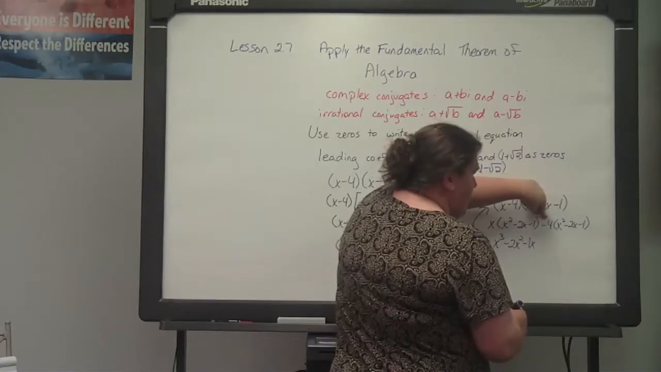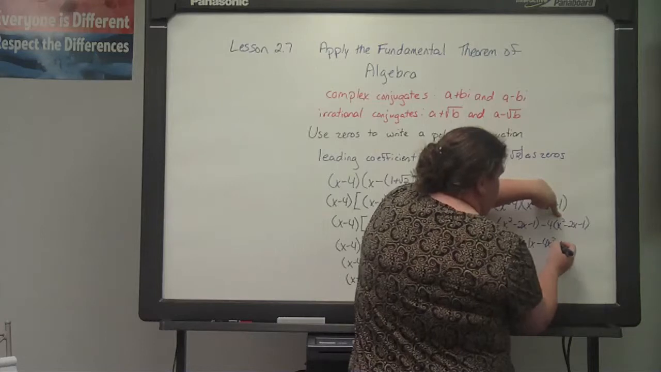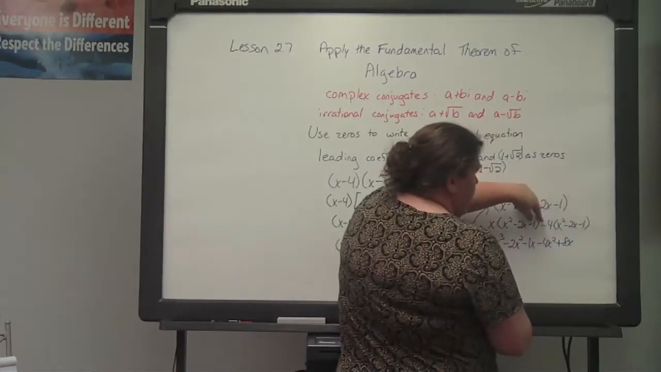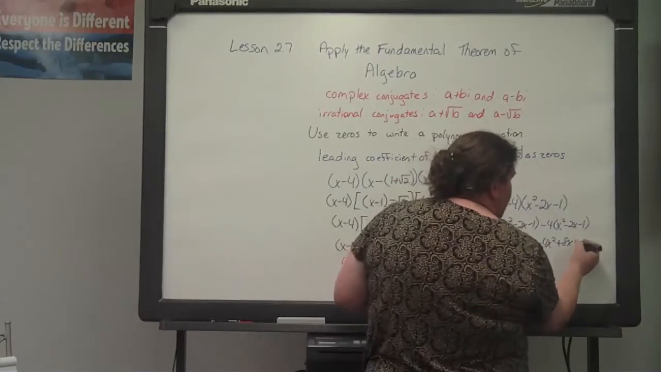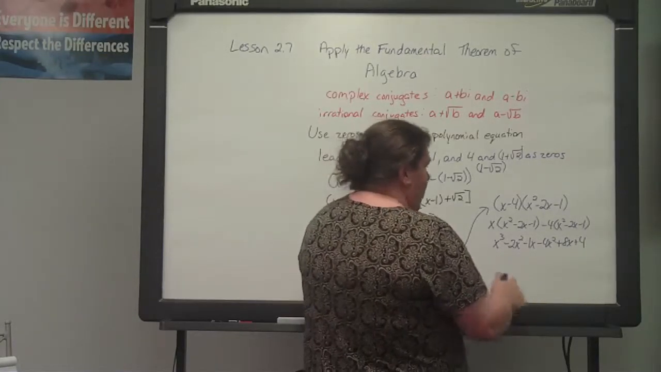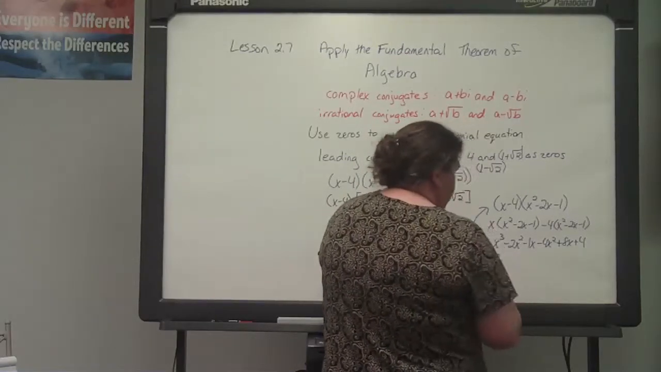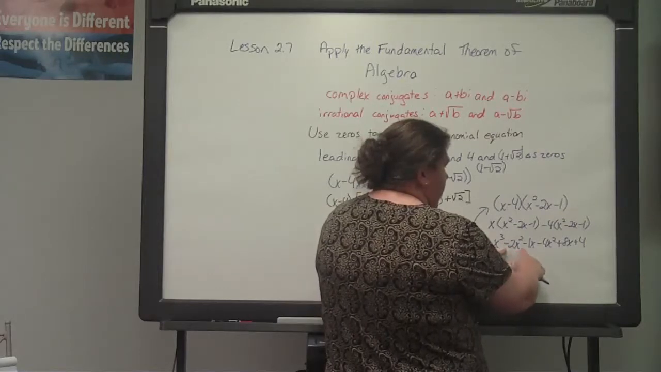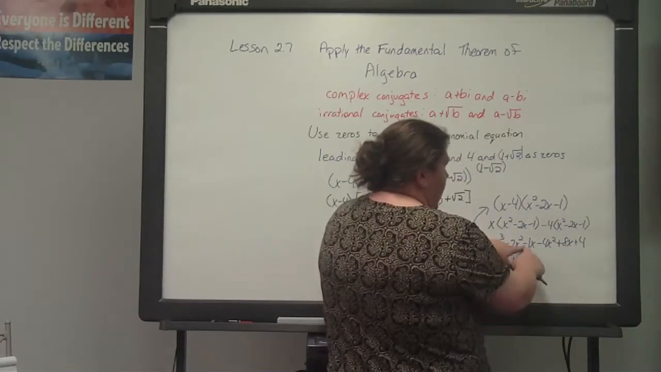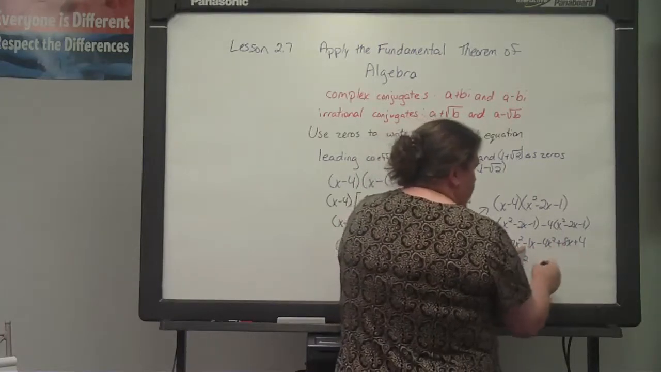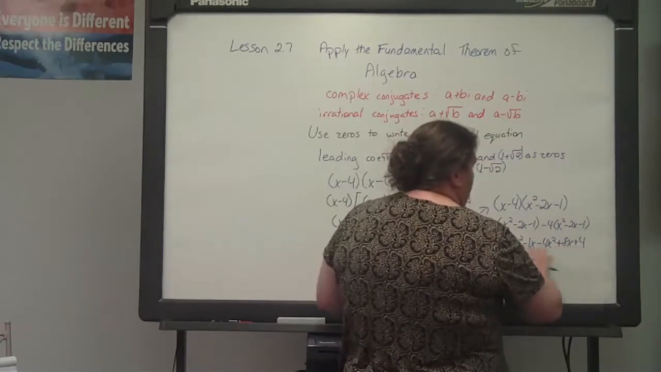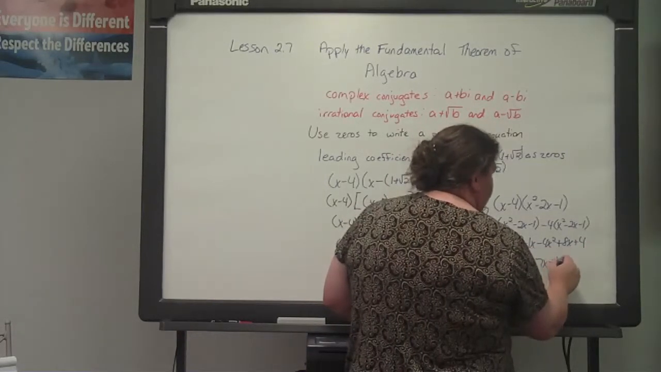Then we're going to move to this set. A negative 4 times x squared is a negative 4x squared. A negative 4 times a negative 2x is a positive 8x. A negative 4 times a negative 1 gives me a positive 4. At this point, what we have left is to combine like terms. I can see that I have 1x cubed. I have a negative 2x squared minus 4x squared, so that gives me a negative 6x squared. I have a negative 1x plus 8x, which gives me a positive 7x, and all that's left is just my 4, which is plus 4.